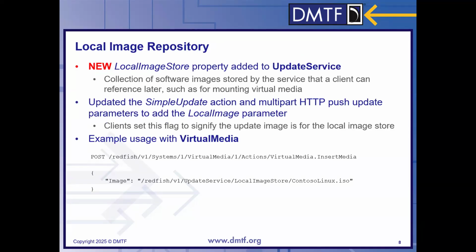Moving on to local image repositories. There is a new property added to UpdateService called LocalImageStore. And this is a collection of software images stored by the service that the client can use later. So think of this as, maybe I have an ISO. I don't want to host it remotely on a web server. I want to push it down to the service to keep it local, and the service could use that for virtual media operations later on. We didn't create a new resource definition for this, so it's using the existing software inventory resource structure.